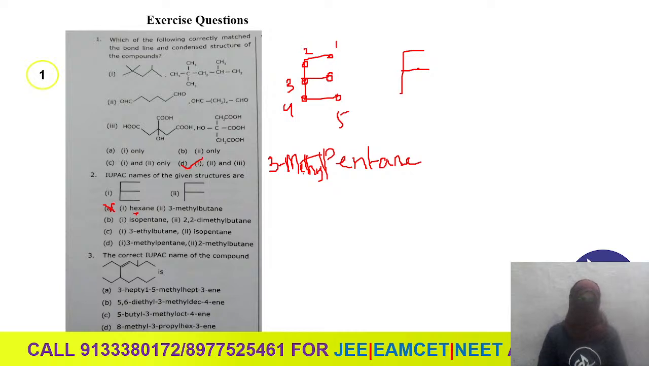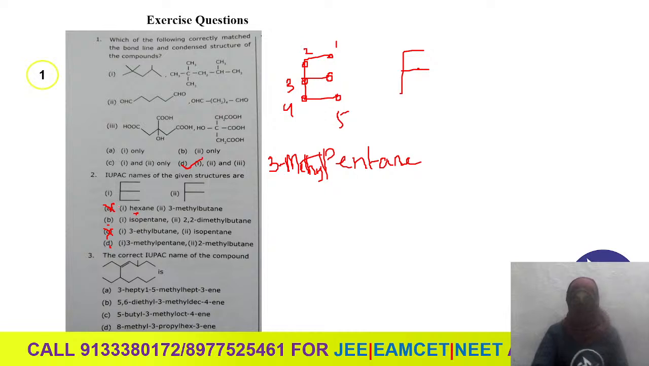So, what do you think? The answer lies between B and D. We'll see which one. So we'll again delete C. So we have deleted A and C. Because in B they wrote isopentane and in D they wrote methyl pentane. We'll see which one is right.